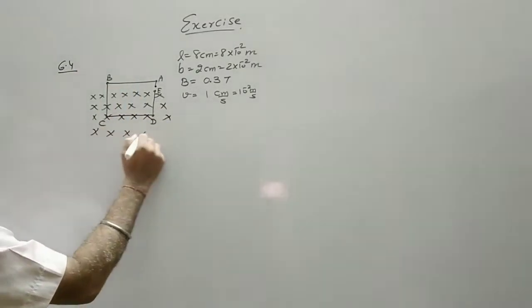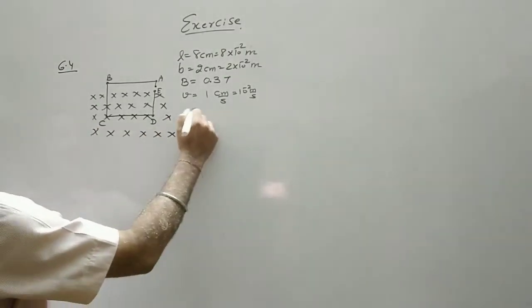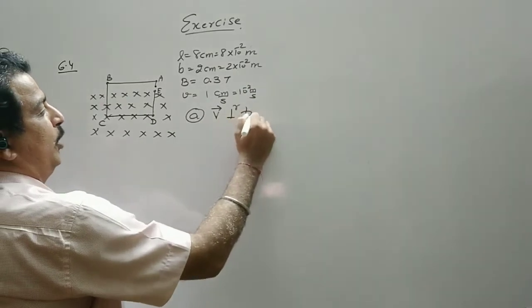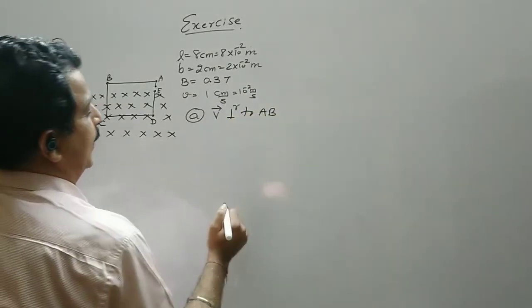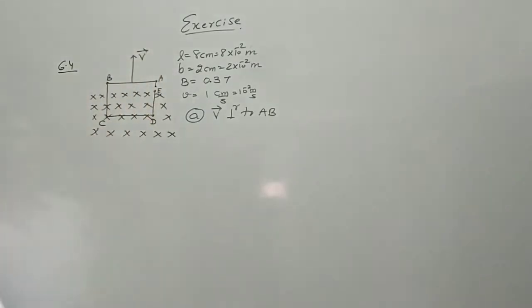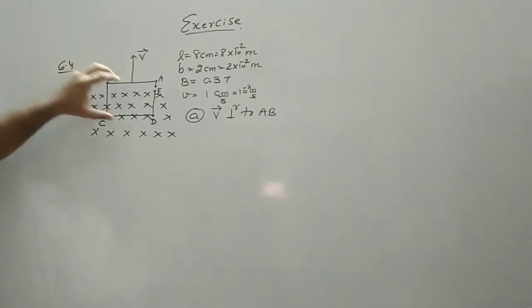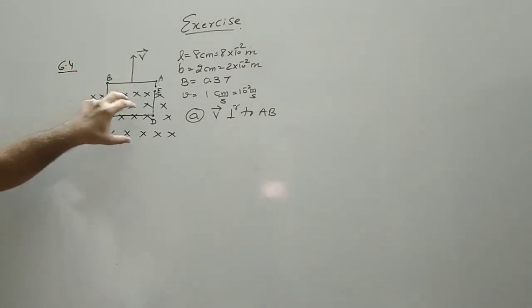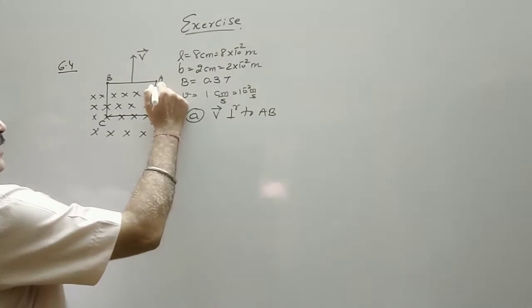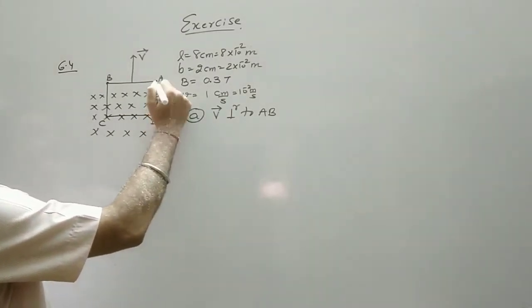So in the first part, we have V perpendicular to AB, that is a longer side. So it is taken out. This is the V vector. Initially we assume that the entire loop is inside the magnetic field, and at some instant some portion of the loop is taken out. So this is the first situation. What will be the potential difference or EMF induced between point A and E?